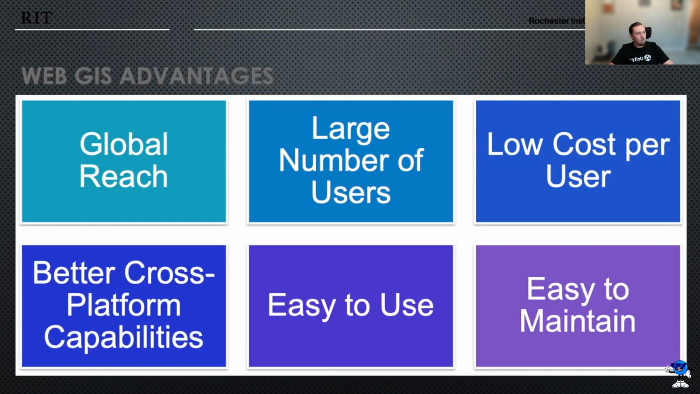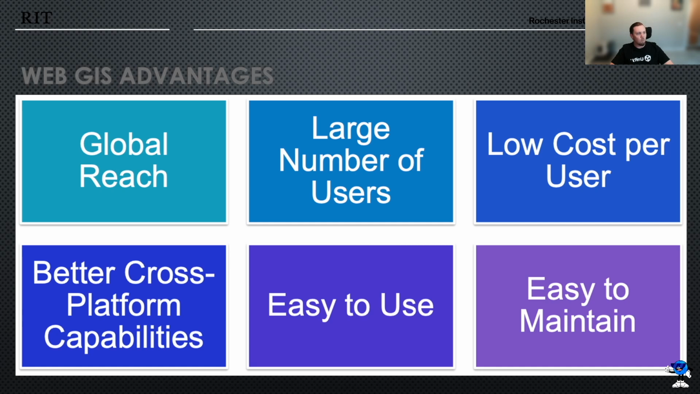Inheriting the power of the web and the cloud, WebGIS offers many advantages. Global reach, you can share your geographic information easily within your organization and with people all over the world. Large number of users, you can share your app with dozens or even millions of users supported by scalable cloud technology. Low cost per user, the cost of building one WebGIS app is often lower than building a standalone desktop solution and installing it for every user.